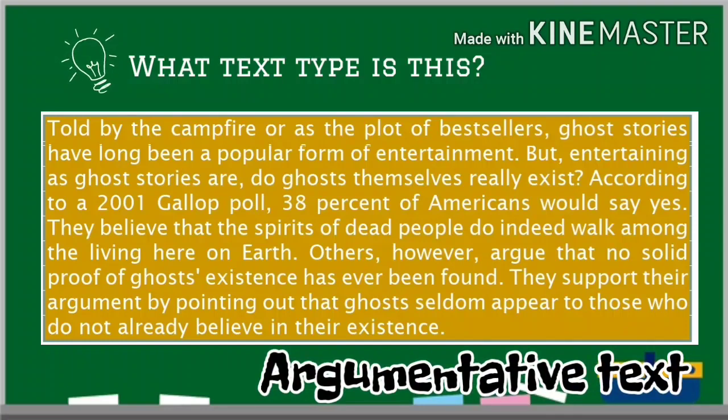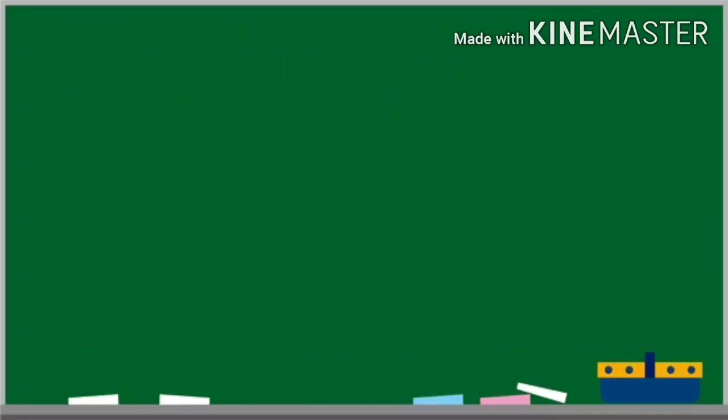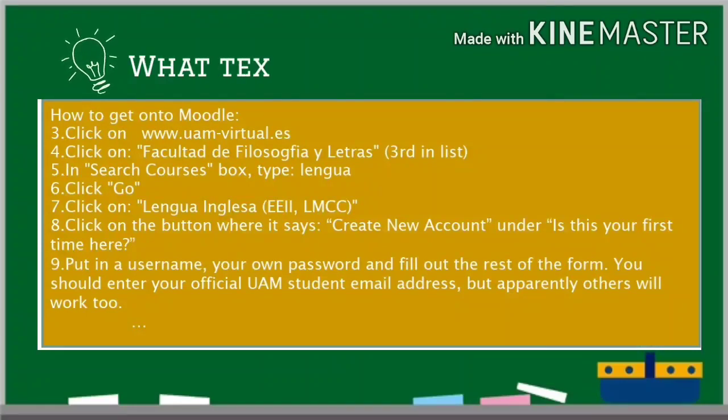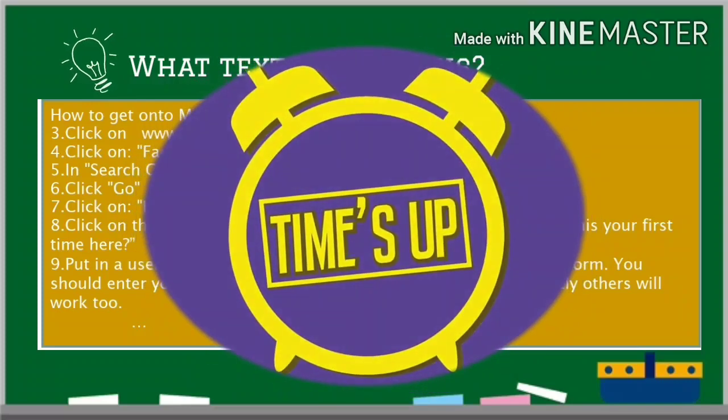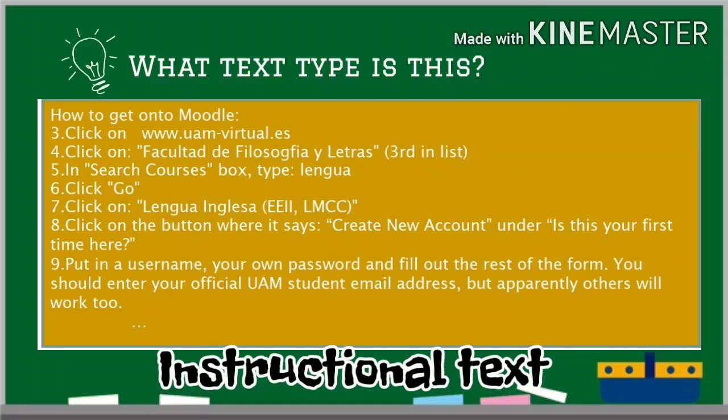Number 4 is an argumentative text because it presents arguments for and an argument against a case. And last one is an instructional text because it tells us the steps on how to go in a module.